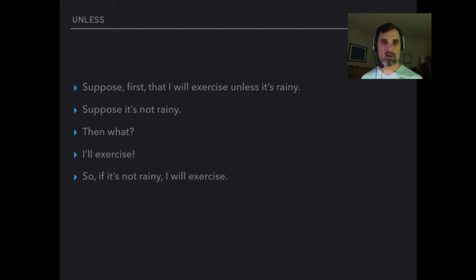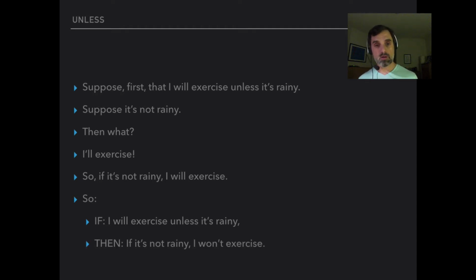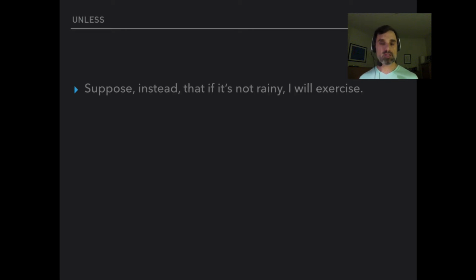So what we really know is this. If I will exercise unless it's rainy, if that sentence is true, then also we know this: if it's not rainy, I will exercise. So if the unless sentence is true, then this conditional is also true. Does it go the other way around? Yes, it does. Suppose instead that if it's not rainy, I will exercise.